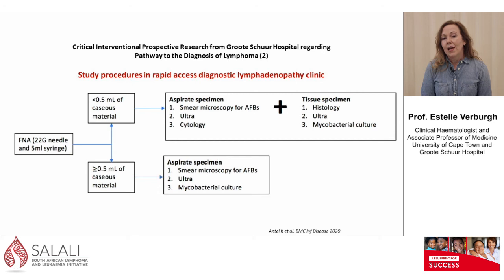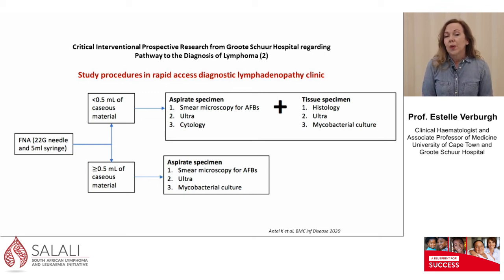So the way that we approach these patients, and which would also be applicable to general practice, is if the lymph node is soft, that is the block on the bottom, soft, and or there's more than 0.5 ml of caseous material. In those cases, there will be an aspirate specimen, and we have now stopped doing smear microscopy because we feel that it's not useful, but the Ultra is then being done on this aspirate. And Ultra is very, very much more sensitive than the AFBs and the culture.